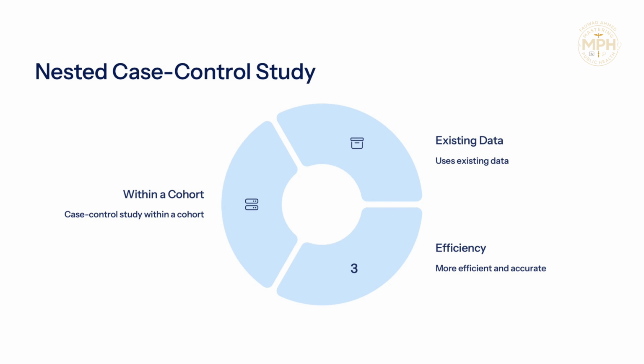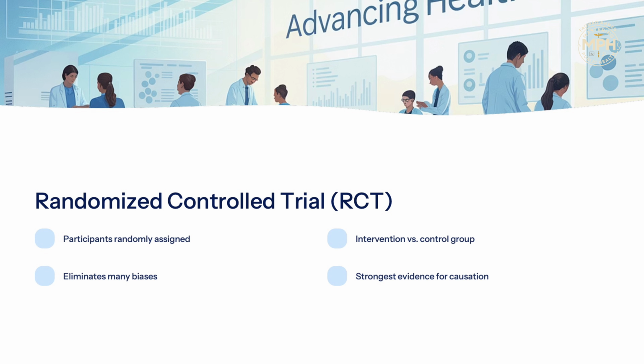The nested case control study. This design is like a hybrid. It pulls cases and controls from an existing cohort. It uses previously collected data, so it's more efficient and often more reliable than traditional case control studies. Third is randomized study designs. Now let's move to experimental studies where the researcher actively assigns the exposure.